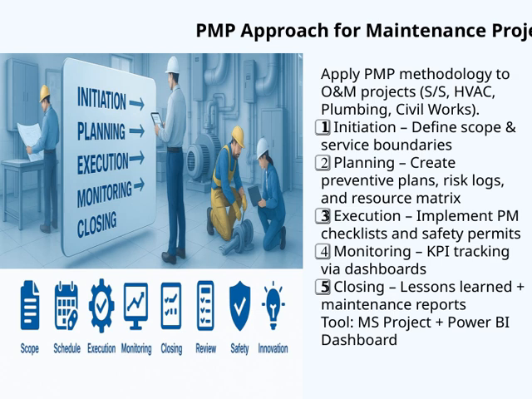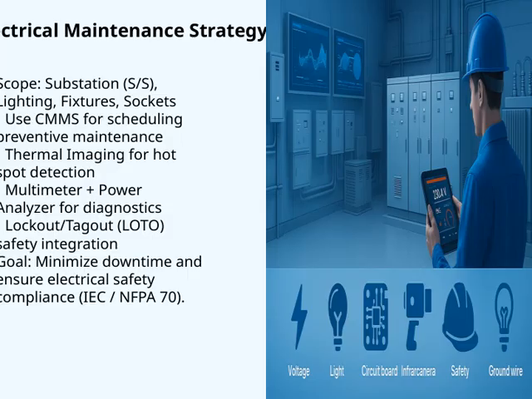All of these steps work together to ensure our maintenance projects are well managed, safe, and aligned with overall operational goals. Now, let's talk about our electrical maintenance strategy. The scope here includes key areas like the substation, lighting fixtures, and sockets. To keep everything running smoothly, we rely on a computerized maintenance management system, or CMMS, which helps us schedule preventive maintenance tasks proactively. This way, we can identify potential issues before they become serious problems.